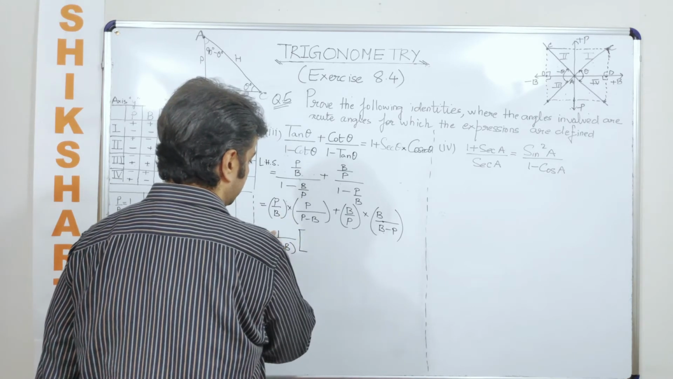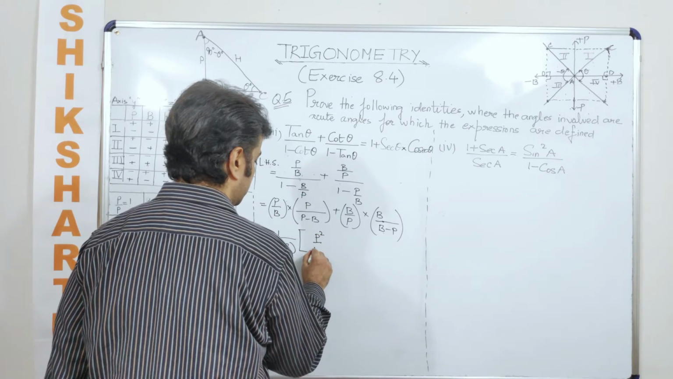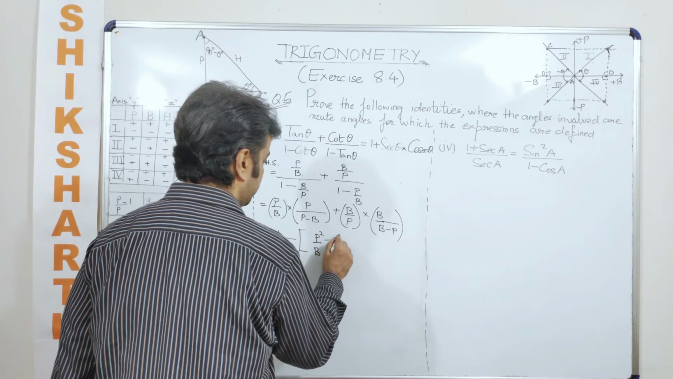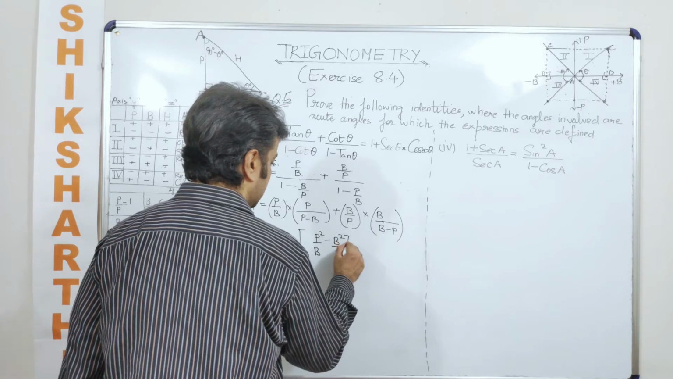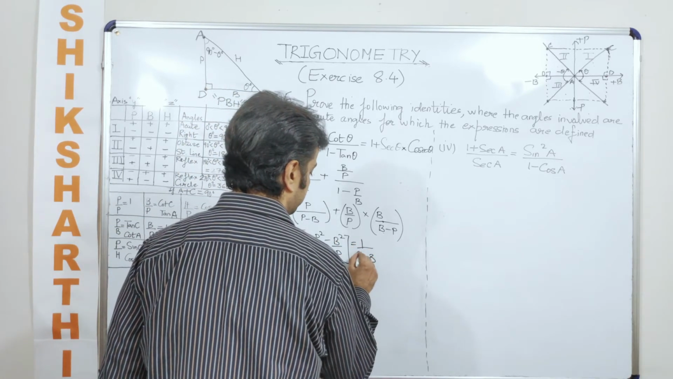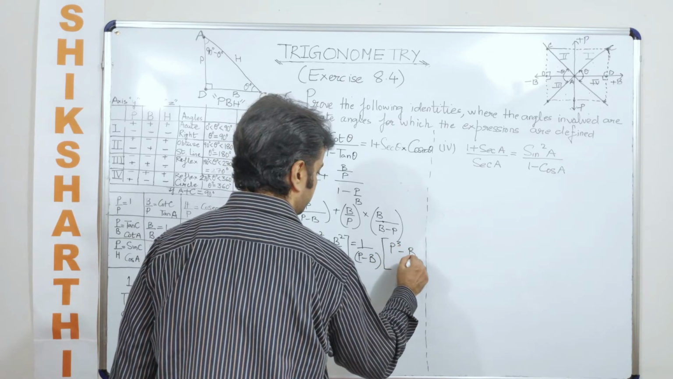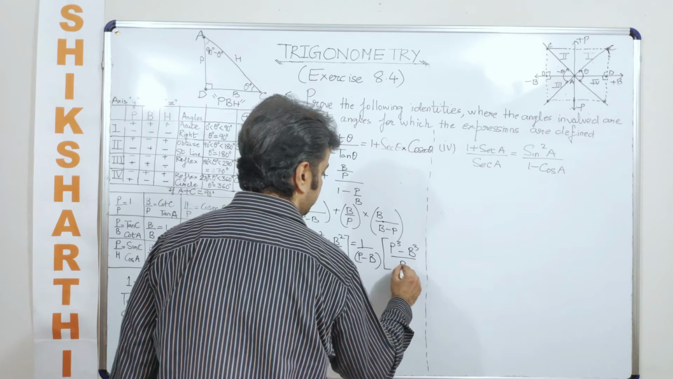And then inside, what will I write? I'll write p square by b minus b square by p. And eventually you will write it like, this is 1 divided by p minus b multiplied by p cube minus b cube divided by pb.